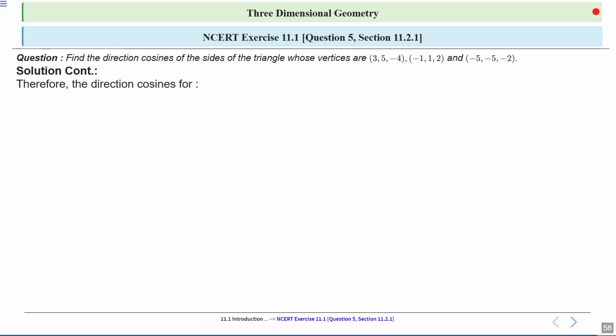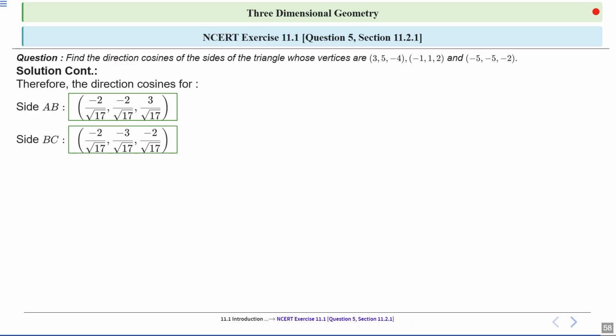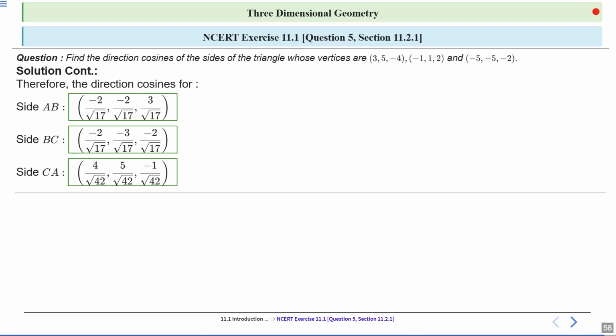Therefore, the direction cosines for side AB are minus 2 divided by square root of 17, comma minus 2 divided by square root of 17, comma 3 divided by square root of 17. For side BC, minus 2 divided by square root of 17, comma minus 3 divided by square root of 17, comma minus 2 divided by square root of 17. And for side CA, the direction cosines are 4 divided by square root of 42, comma 5 divided by square root of 42, comma minus 1 divided by square root of 42. I hope this question is clear to all of you.